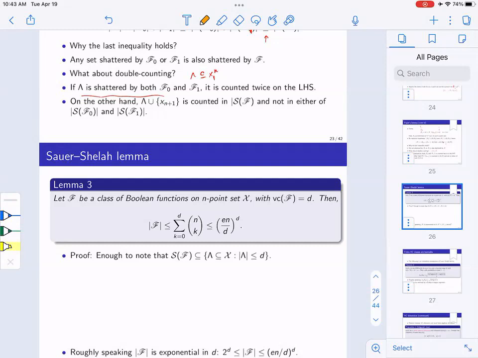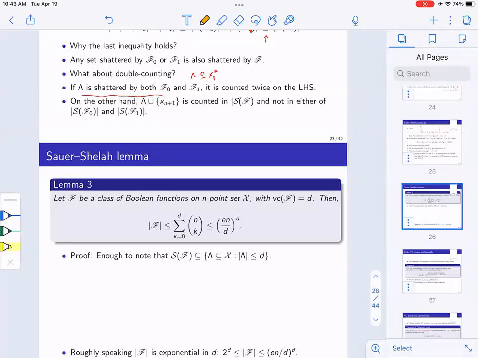So it's bounded by this summation of n choose k binomial coefficients. And then the second inequality you can show using Stirling's approximation. You can do it as an exercise. The point here is that it's exponential in D, but polynomial in n. So it grows polynomially in the number of points. And if D is fixed, like 2, then the whole thing is just polynomial in n. In general, the cardinality of F should be like 2 to the n. But if the VC dimension is D, it saturates and can't grow as fast.